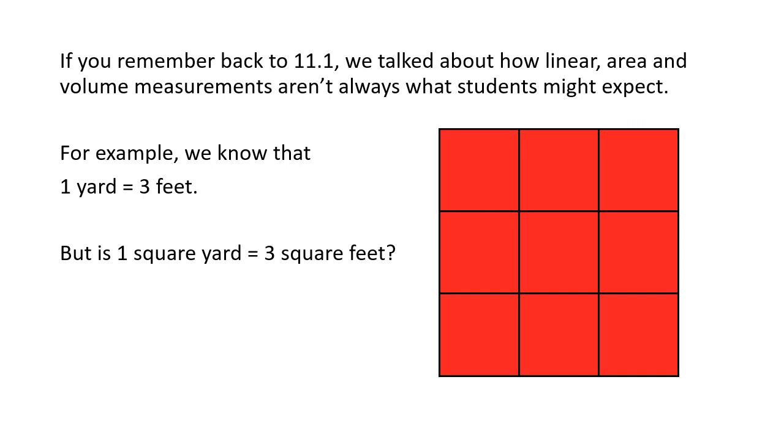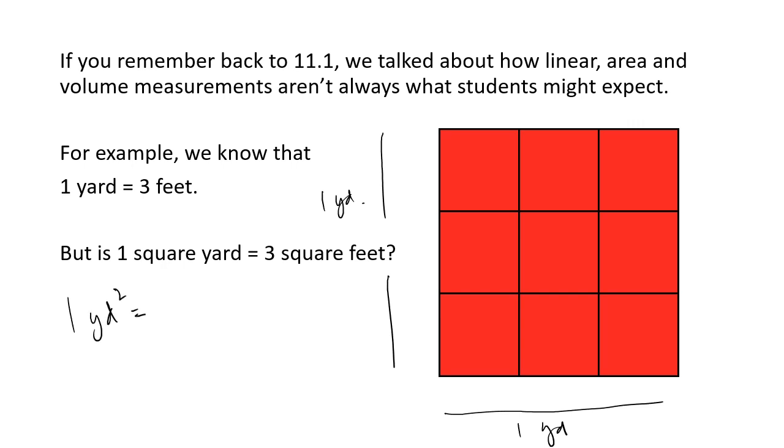So if we go back to section 11.1, we looked at how linear, area and volume measurements changed a little bit. So let's look at this square here, and this square is 1 yard by 1 yard. So we could call this 1 square yard. But it's also, since 1 yard is 3 feet, we've got this is a foot, this is a foot, this is a foot, and these are feet here also. And so the question is, is 1 square yard equal to 3 square feet?